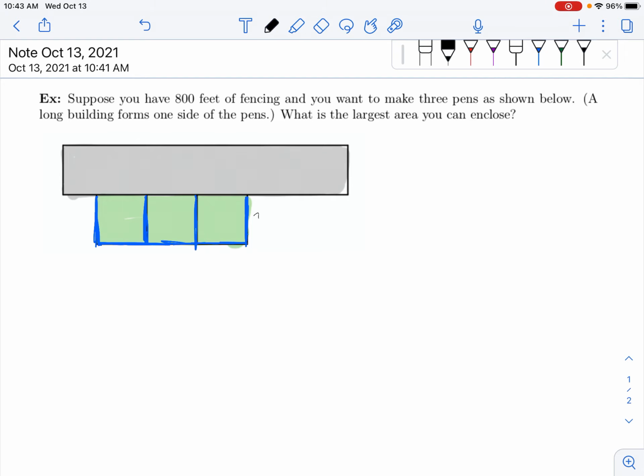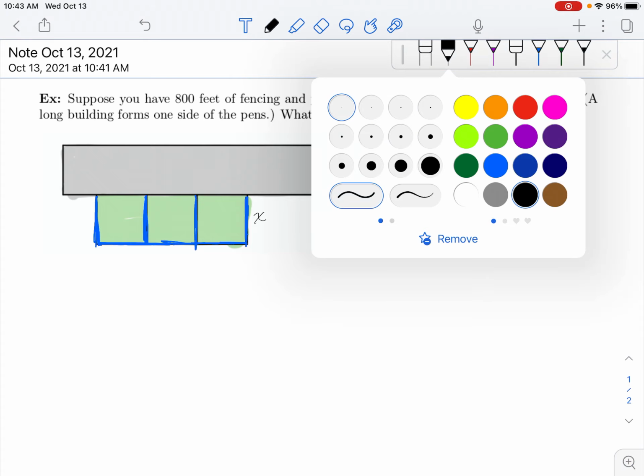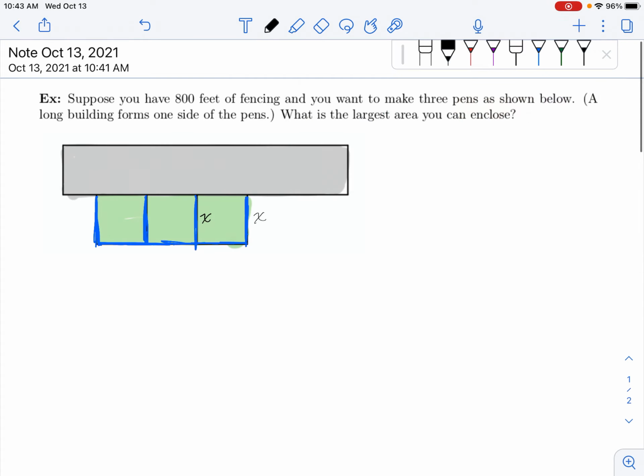So let's call this X. And if that's X, then this is also X, these fences. So the total amount of fencing we have is 800 feet. Those 4 fences that I just marked off as X make up 4X. So the amount of fence that's left to use here is going to be 800 minus 4X.